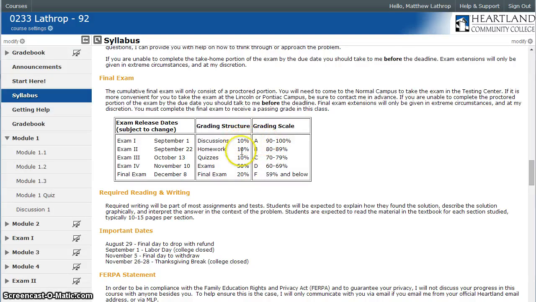The grading structure for the course is outlined for you here, with your discussion and participation points making up 10% of your grade. Same with homework and quizzes, and then your exams and the final making up 70% of your grade.